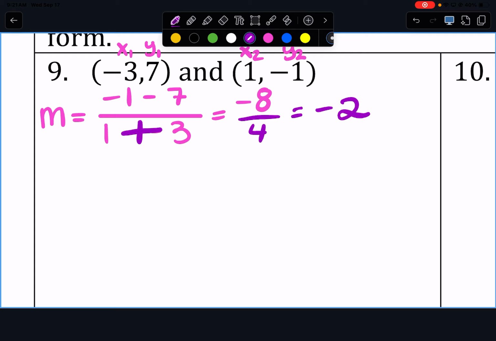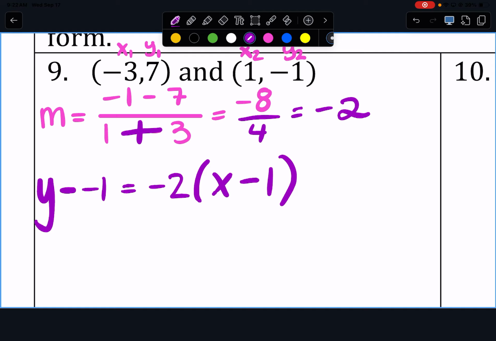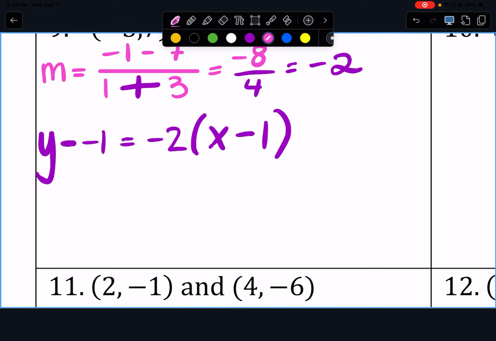Now, for this problem, which set of points would be easier, x1, y1 or x2, y2? x2, y2, because it's just 1 and negative 1. So let's plug those in. We're going to have y minus, what do I plug in? Equals negative 2 times x minus 1. And from there, everything's the same. So subtract a negative number, you add. So we get y plus 1. Then we distribute. What is negative 2 times x?